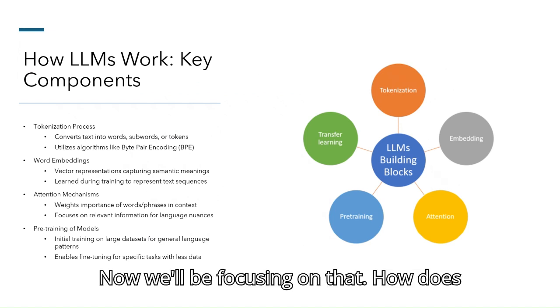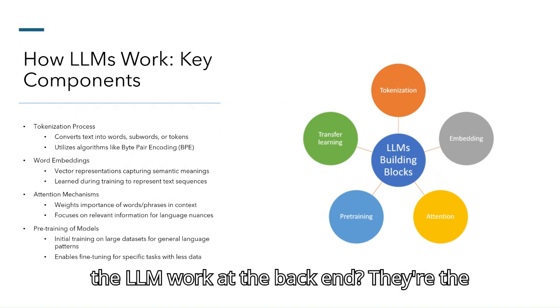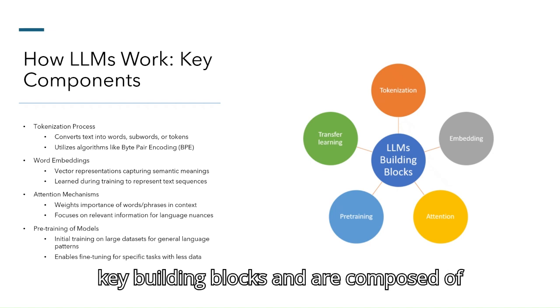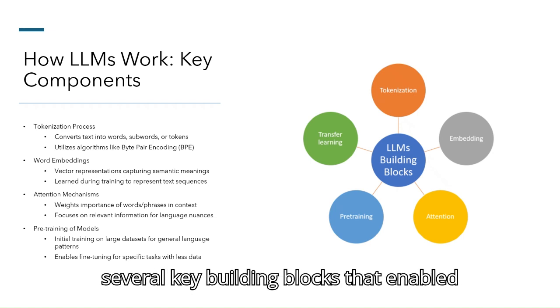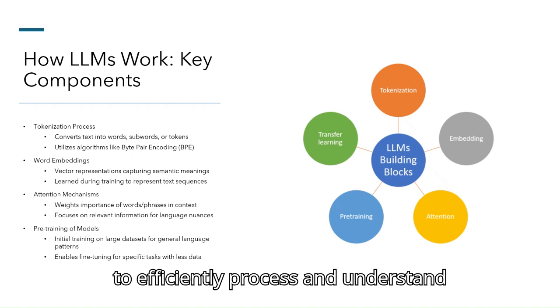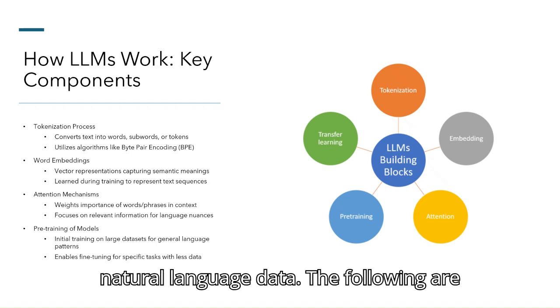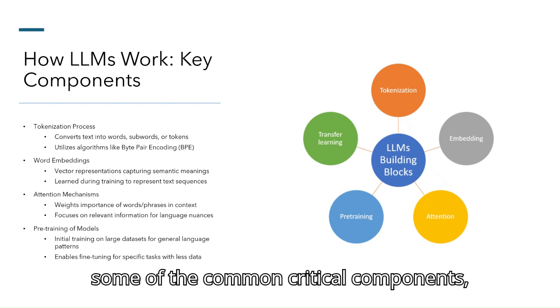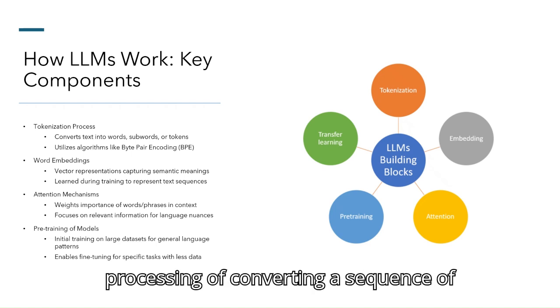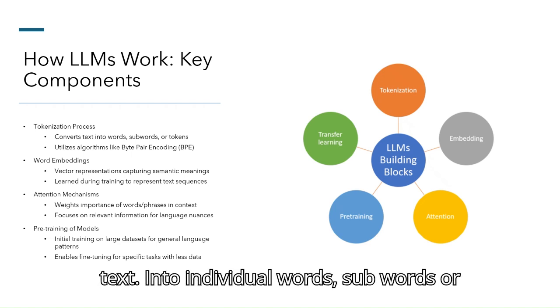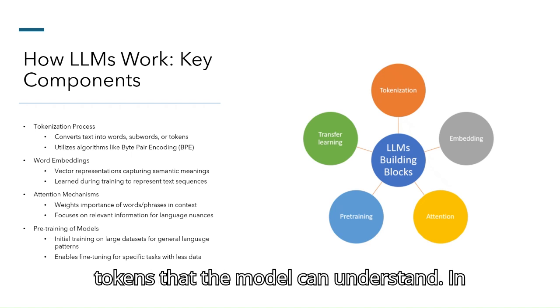Now we'll be focusing on how the LLM works at the back end. They are composed of several key building blocks that enable them to efficiently process and understand natural language data. The following are some of the common critical components. First is tokenization, which is the process of converting a sequence of text into individual words, subwords, or tokens that the model can understand.